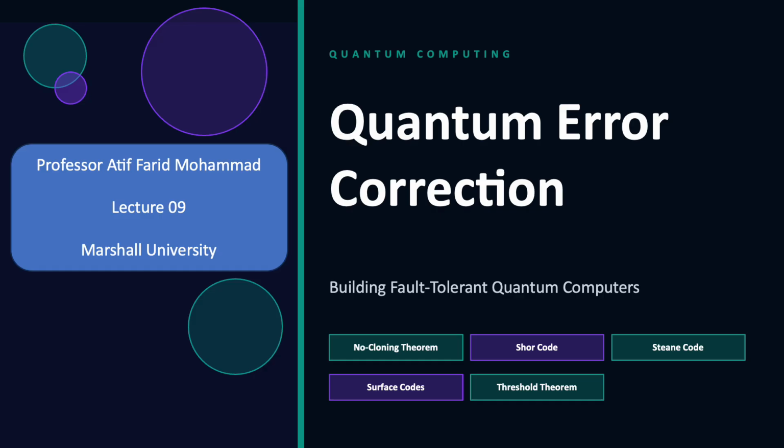By the end of this module, you will understand the key error correction codes that researchers use today, how fault-tolerant quantum computers are designed, and why there is a critical boundary called the threshold that separates quantum computing works from quantum computing fails. This is the enduring frontier of our generation.